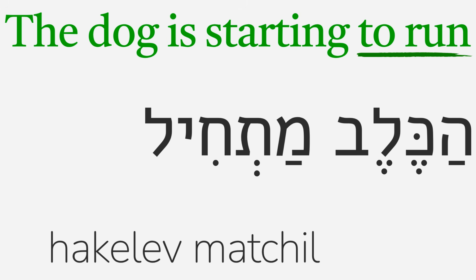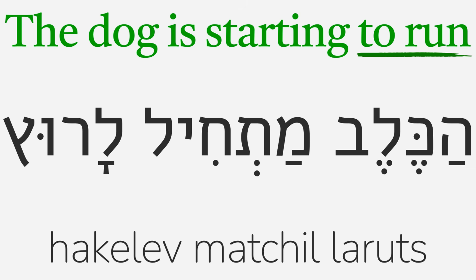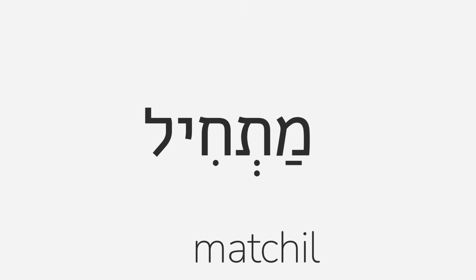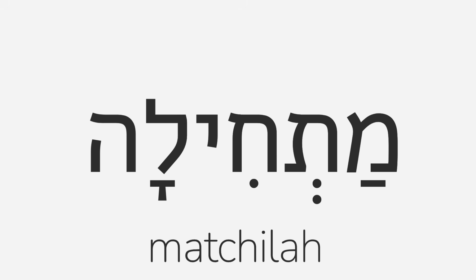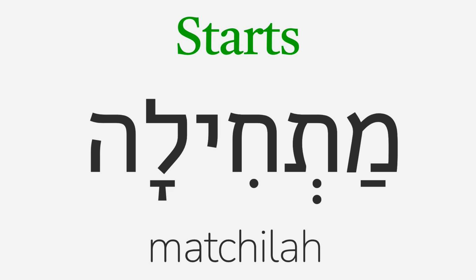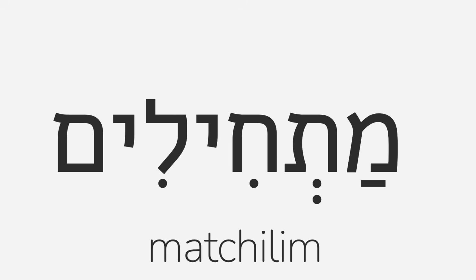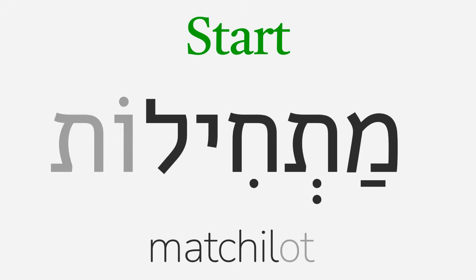To run is the kal infinitive larutz. Hakelev matchil larutz. The dog is starting to run. To make the other forms of a hiphil present tense, we add endings onto the masculine singular form, matchil. An a ending makes matchila, starts in feminine singular form, an im ending makes matchilim, start in masculine plural form, and an ot ending makes matchilot, start in feminine plural form.